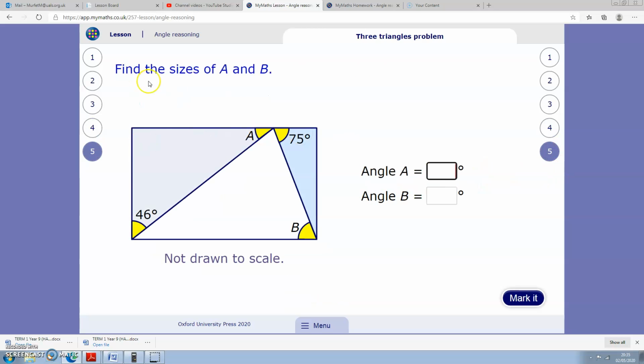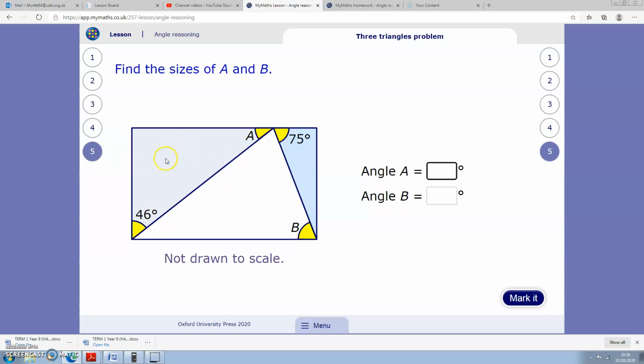Number 5. Find the sizes of angles A and B. So I want angle A here and angle B here. Okay. So what can you see? Hopefully you can see a rectangle, you can see a white triangle inside it, you can see a light blue triangle, and then another light blue triangle this side, or grey triangle and a light blue triangle.